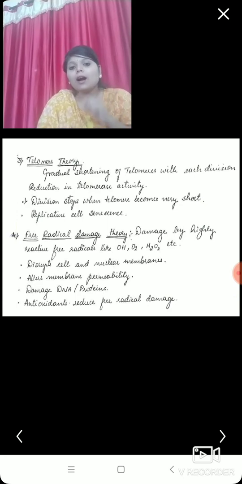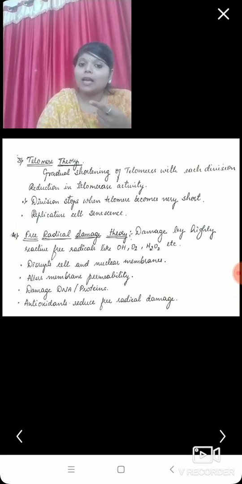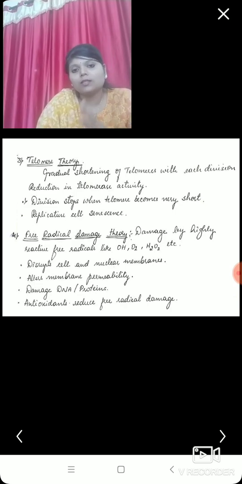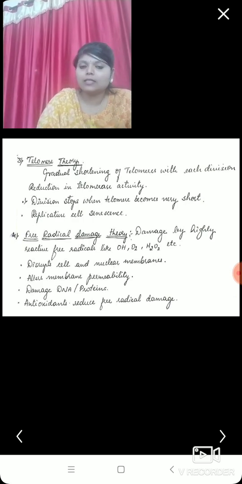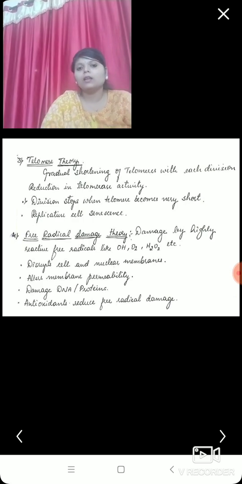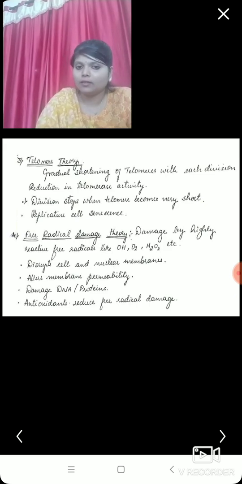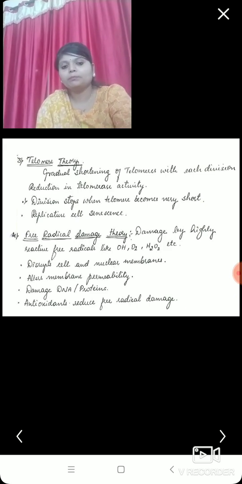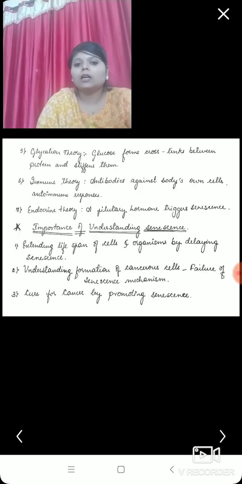Now, our goal is to increase the antioxidants so that in turn it reduces the free radicals in our body, which in turn will reduce the damage which is occurring by the free radicals. Okay, next is glycation theory. What is this glycation theory?